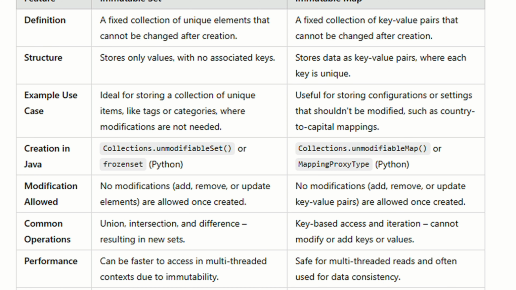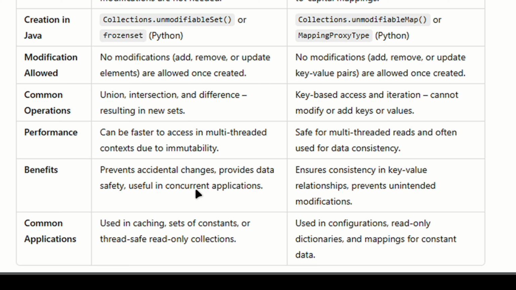The benefits of an immutable set are that it prevents accidental changes and provides data safety, useful in concurrent applications, whereas an immutable map ensures consistency in key value relationships and prevents unintended modifications. Common applications of immutable sets are caching sets of constants or thread-safe read-only collections. Immutable maps are used in configurations, read-only dictionaries, and mappings for constant data.